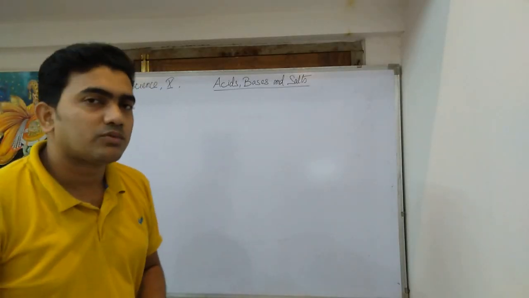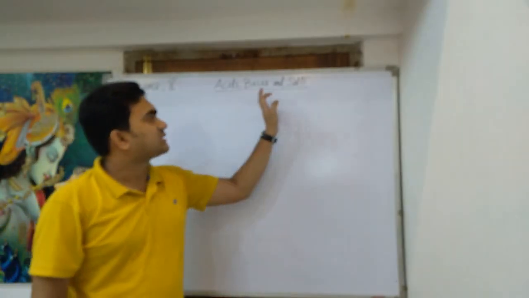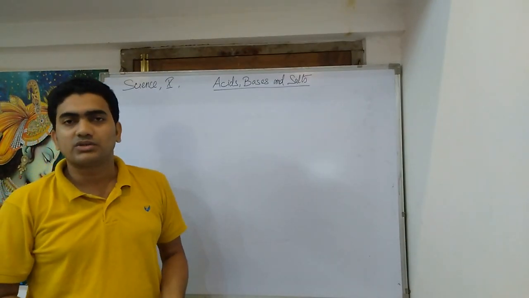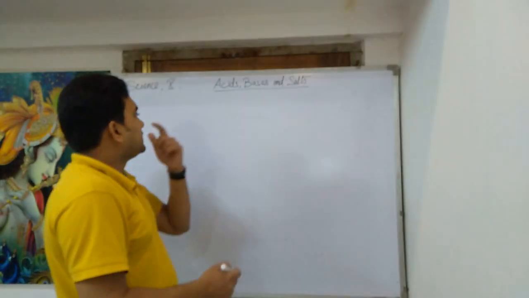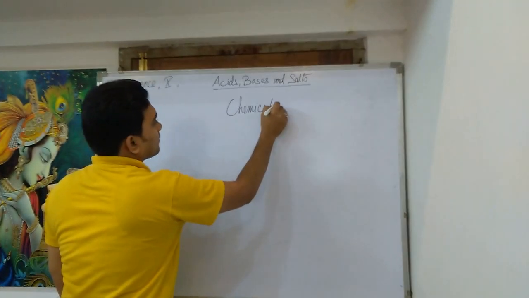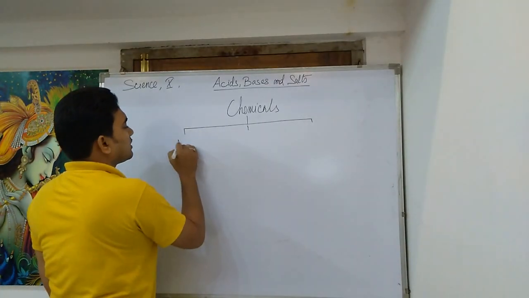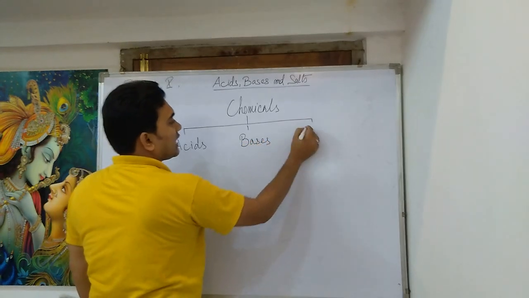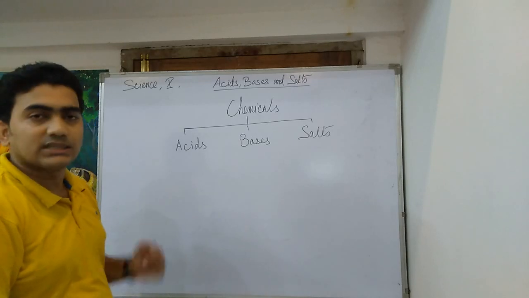Hello everyone, welcome. Today we will discuss the second chapter of chemistry in class 10, acids, bases and salts. Here we will discuss their characteristics, what they actually are, and their reactions with other substances. First of all, chemicals are divided into three categories: acids, bases and salts.